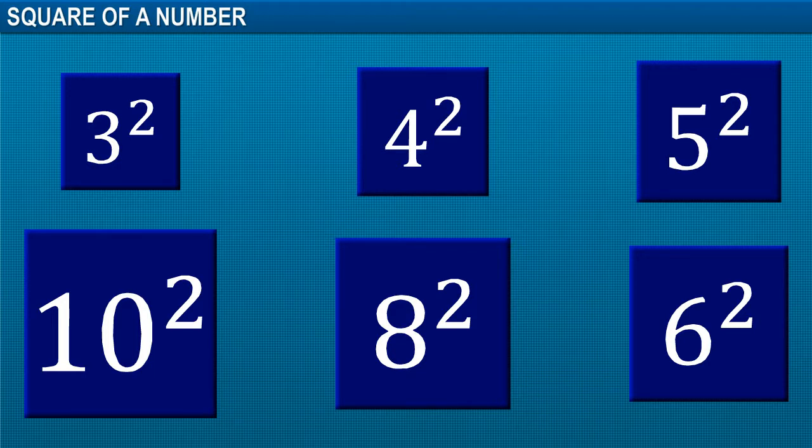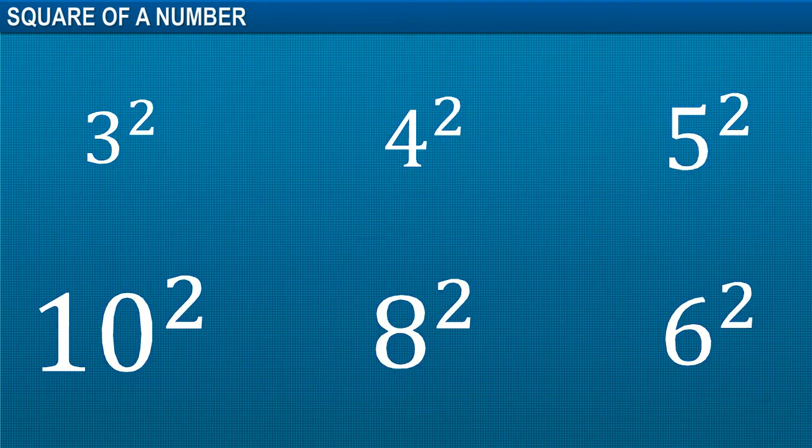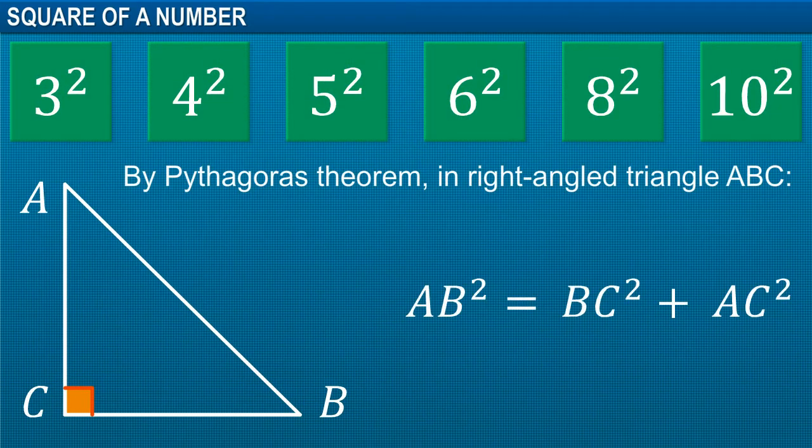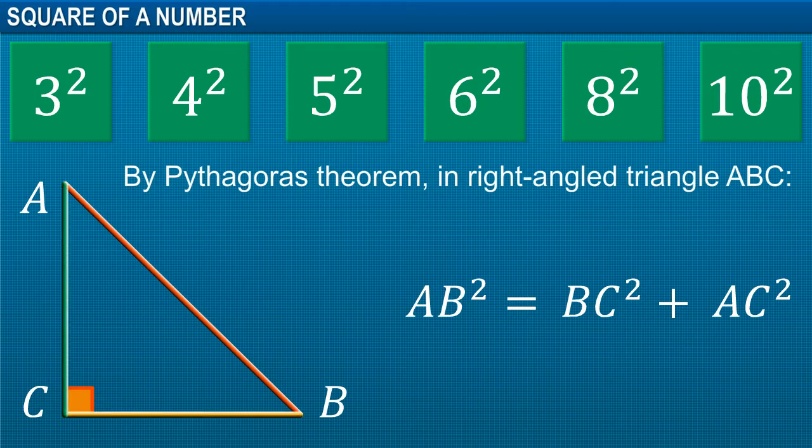Now, let us talk about some more interesting square numbers. Remember the Pythagorean theorem? This theorem states that in a right-angled triangle, the square of the hypotenuse is equal to the sum of the squares of the other two sides. That is, AB square is equal to BC square plus AC square.